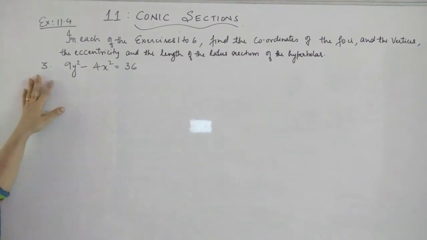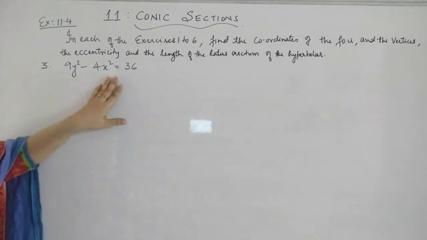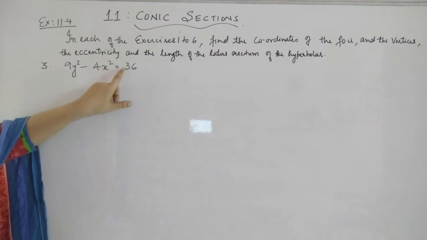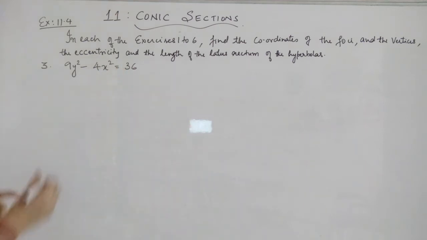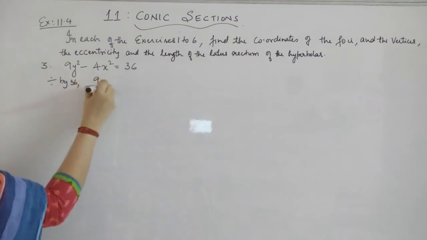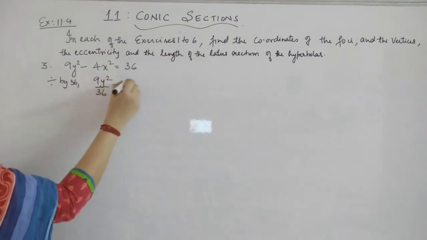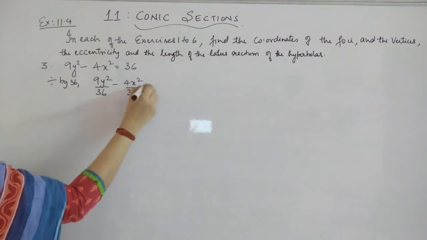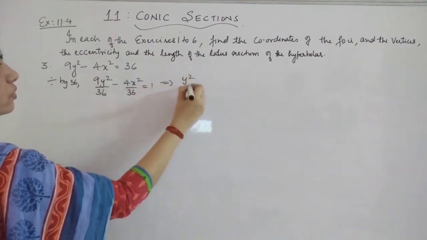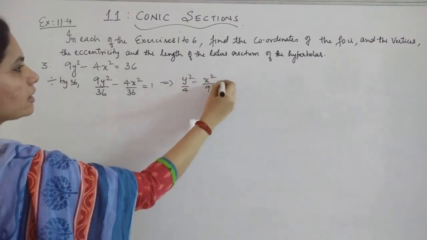Question number 3 is 9y square minus 4x square equal to 36. This is not in the standard form. In order to make it in the standard form, we have to make the right hand side 1. That means we will divide throughout by 36, which will give you 9y square by 36 minus 4x square by 36 equal to 1. That is, this will become y square by 4 minus x square by 9 equal to 1.